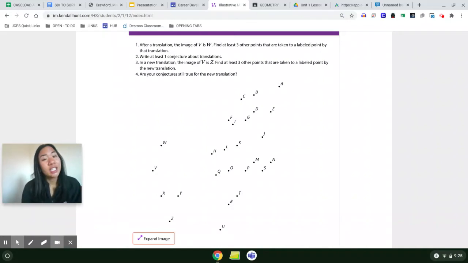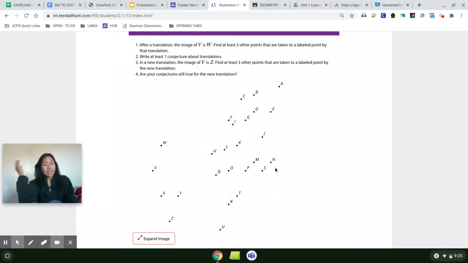Now it says, in a new translation, the image of V is Z. So let's stop for a minute. V right here is Z. So now it's going in the opposite direction and a little bit further. V goes to Z. Find at least 3 other points that are taken to be labeled by point in that new translation. So if we're looking at V to Z, maybe Q to U is that. Maybe G to P is that. Maybe G to N is that.